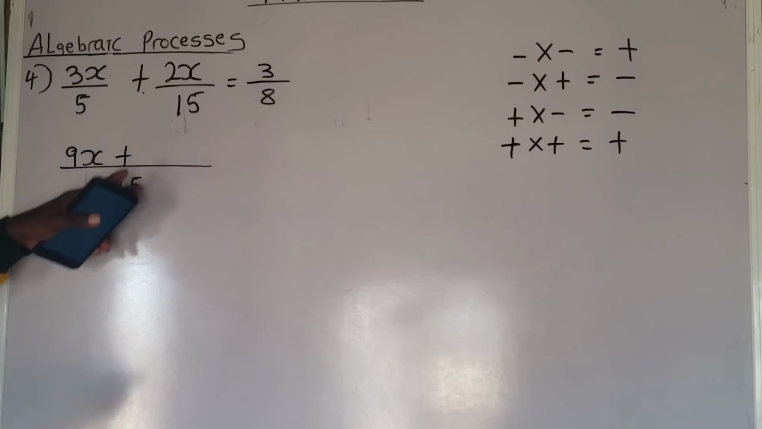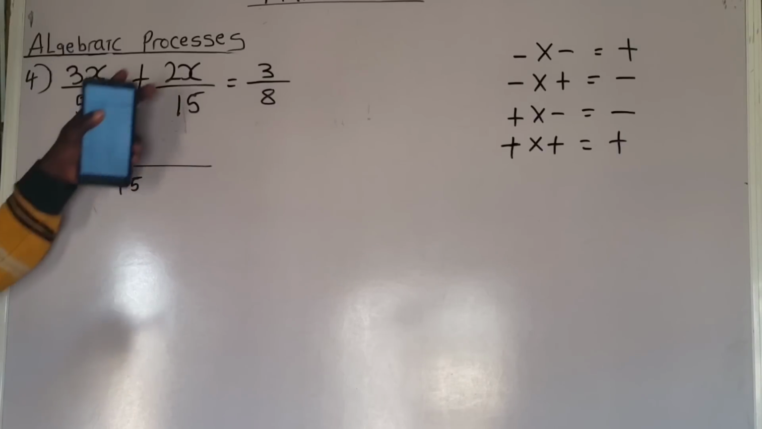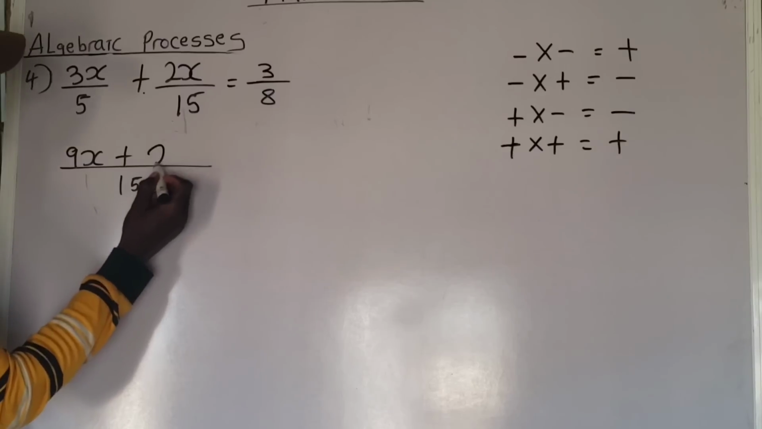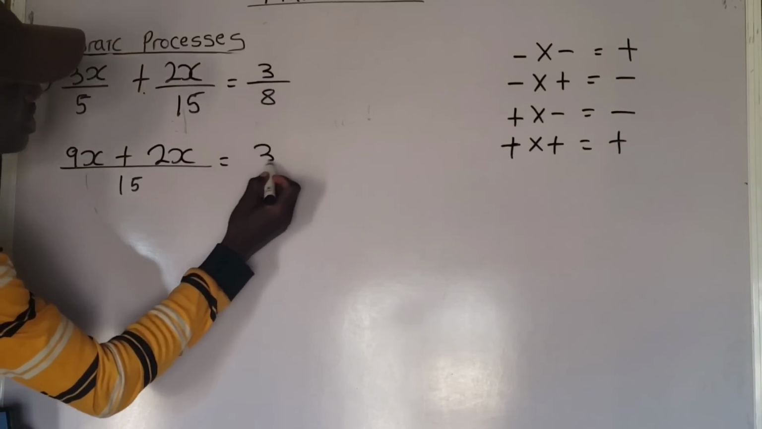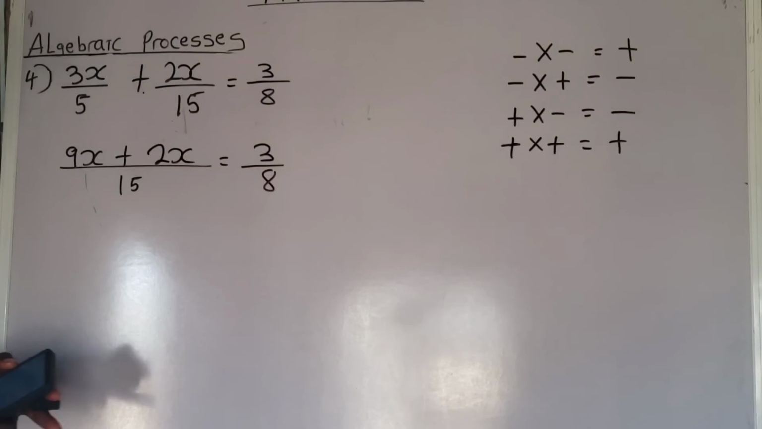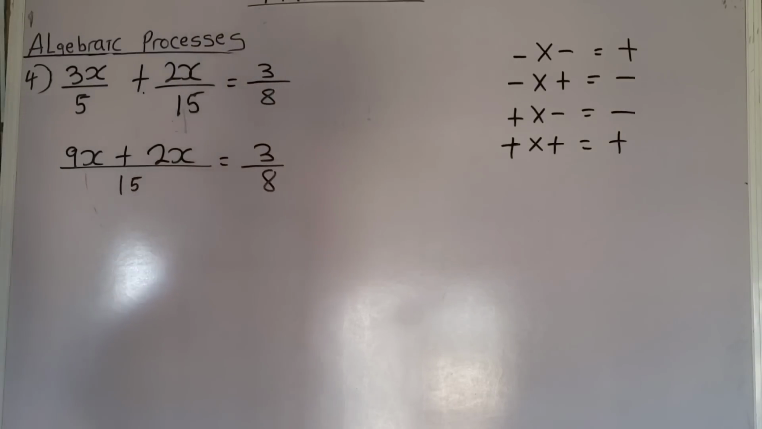Okay, 15 divided by 15, that is 1. 1 multiplied by 2x, that is what? 2x. Do you understand? If you don't understand, reverse the video again. I'm very sure you know how to solve fractions.